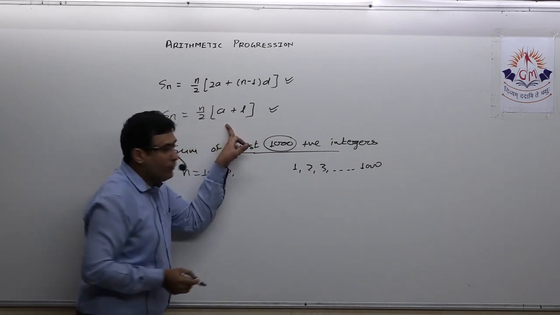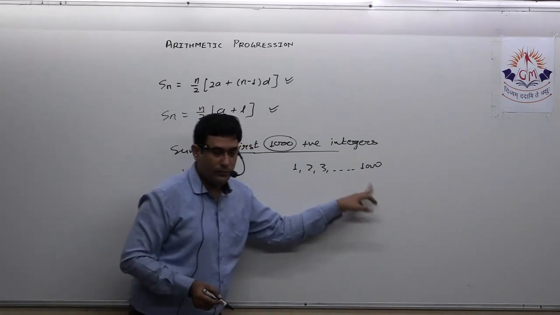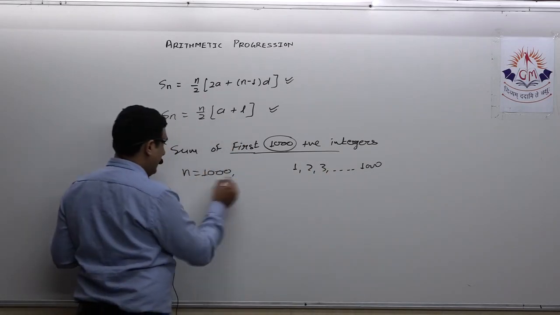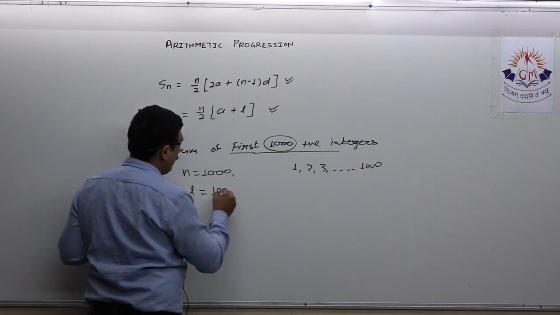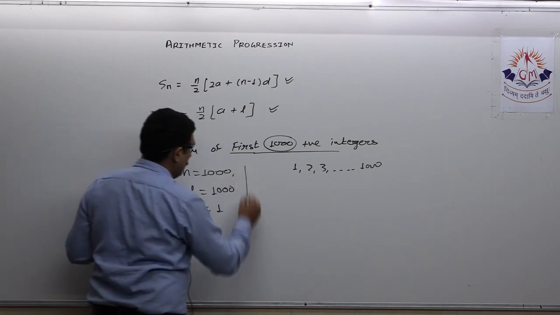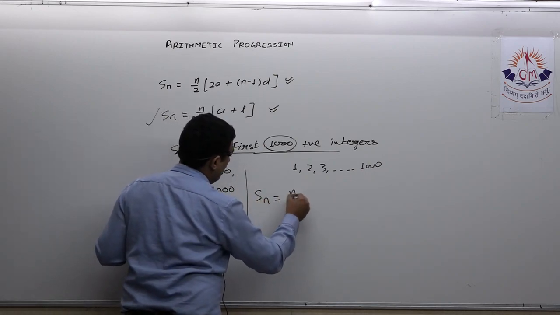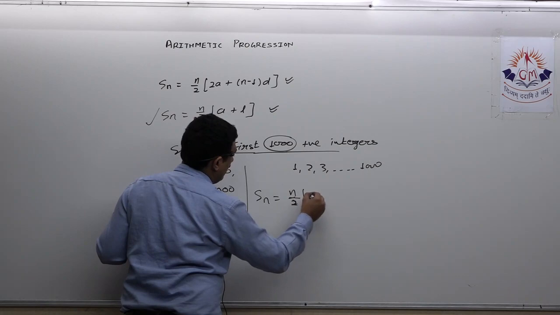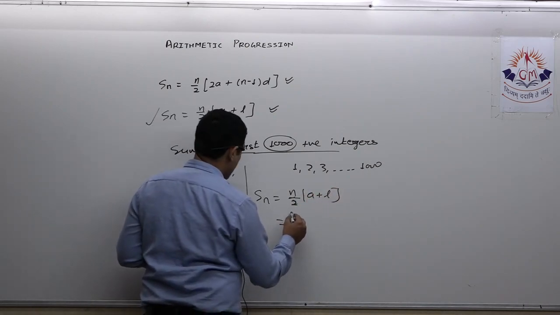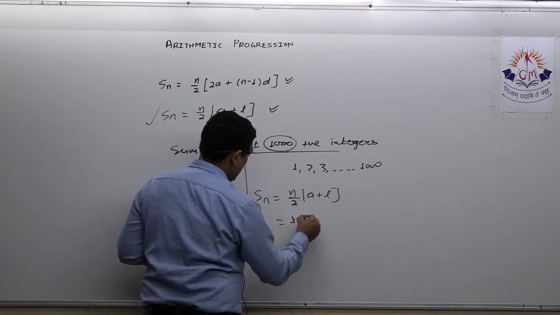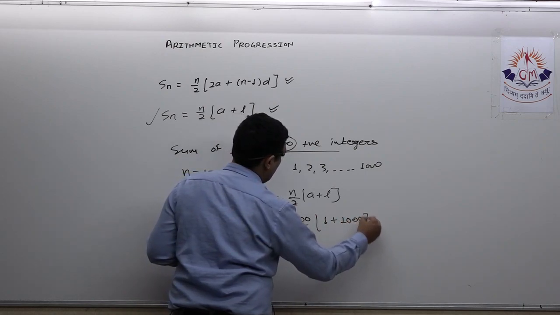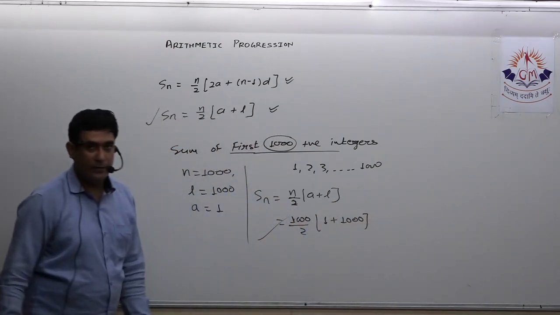So here I can use this formula as well, because I have the last term, I have the first term, and I have the number of terms. n is equal to this, L is also equal to this, and A is equal to 1. So using this formula, I will get the sum of first 1000 integers: n by 2, A plus L, so 1000 by 2, 1 plus 1000. Using this formula I will get the sum.